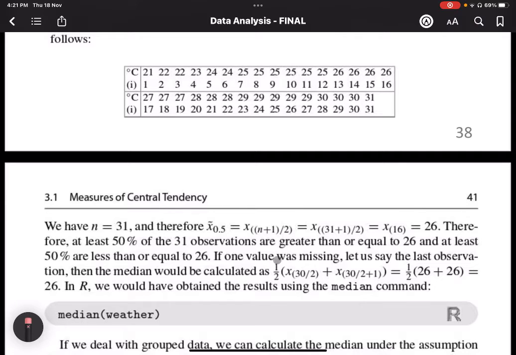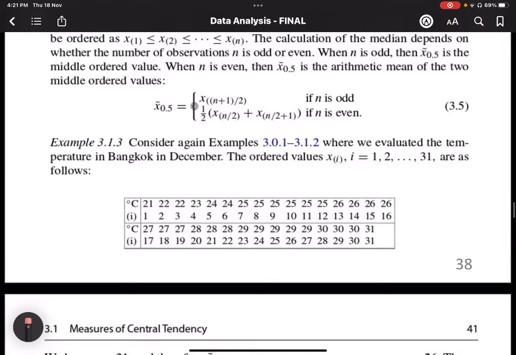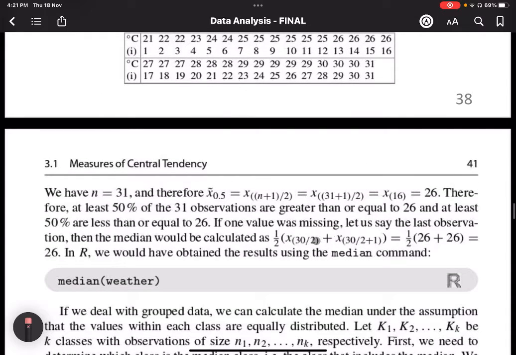But if we have only 30, for example, and one value was missing, let us say the last observation. So, ibig sabihin walang 31, hanggang 30 lang. So, we only have 30 observations. So, what do we use? We use the second formula, okay? So, the result is 1 half of 26 plus 26, it will give us 26. So in this example, we have the same median for the two conditions, odd and even.